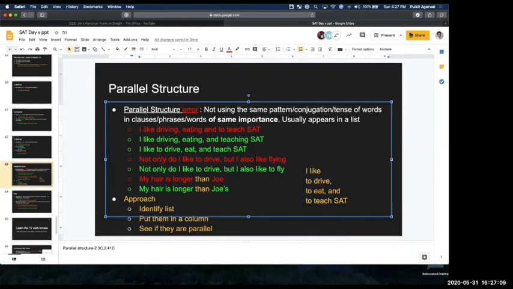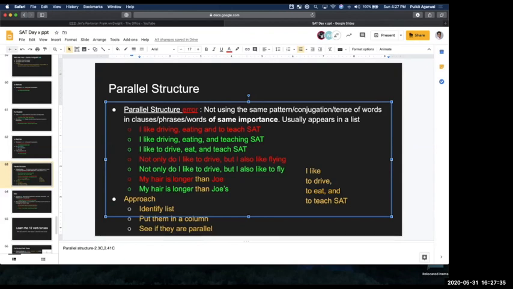Another example is not only do I like to drive, but I also like flying. This is incorrect because to drive and flying are not parallel, right? So not only do I like to drive, but I also like to fly. This is parallel. Parallel structure comes up very, very often, so please really understand this.